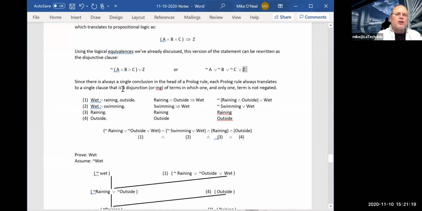Now, and I say that here, since there is always a single conclusion in the head of a Prolog rule, each Prolog rule always translates to a single clause that is a disjunction, an oring of terms in which one and only one term is not negated. So if I'm doing a Prolog rule, I'm going to have one and only one term that is positive. And so here I have four little rules.